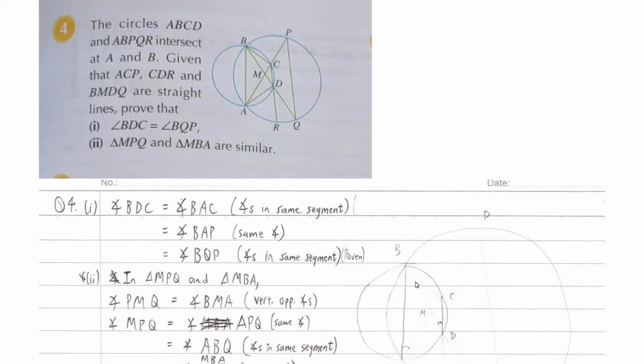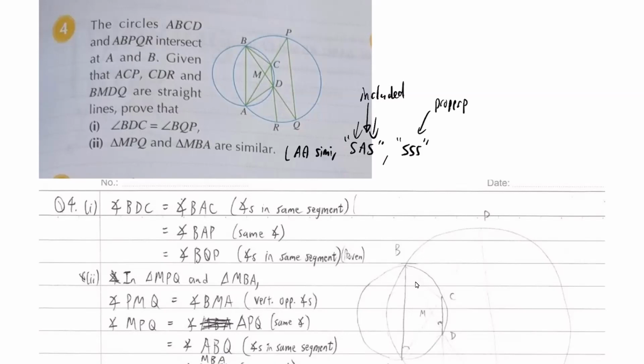So I am trying to use the AA similarity test. If you remember the 3 similarity tests: AA similarity test, and what else? SAS. This is different from the congruency. These two S's, S1 and S2, are proportional lengths and one equal angle, and the angle must be included. As well as SSS, also in apostrophe, this one is proportional lengths.